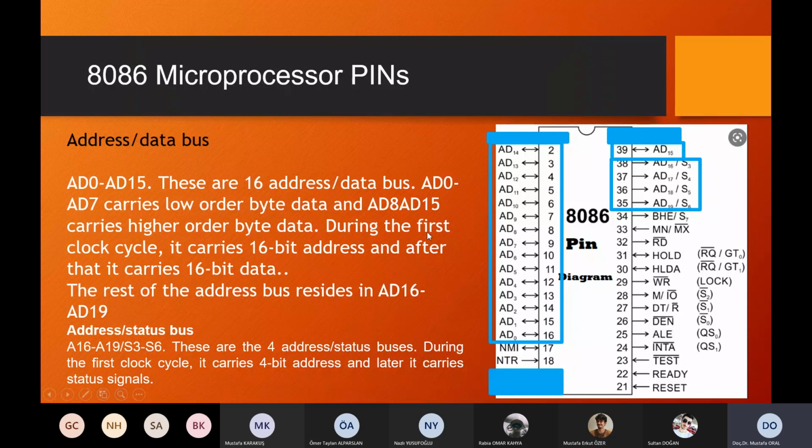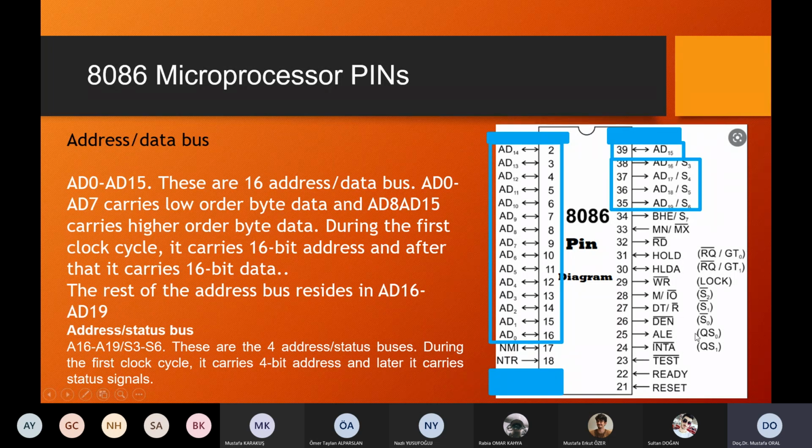There were address buses. Address bus and data bus were multiplexed together, and in order to separate them, we needed the address latch enable signal, and the external latch elements were holding or catching and latching the address information with the help of address latch enable.